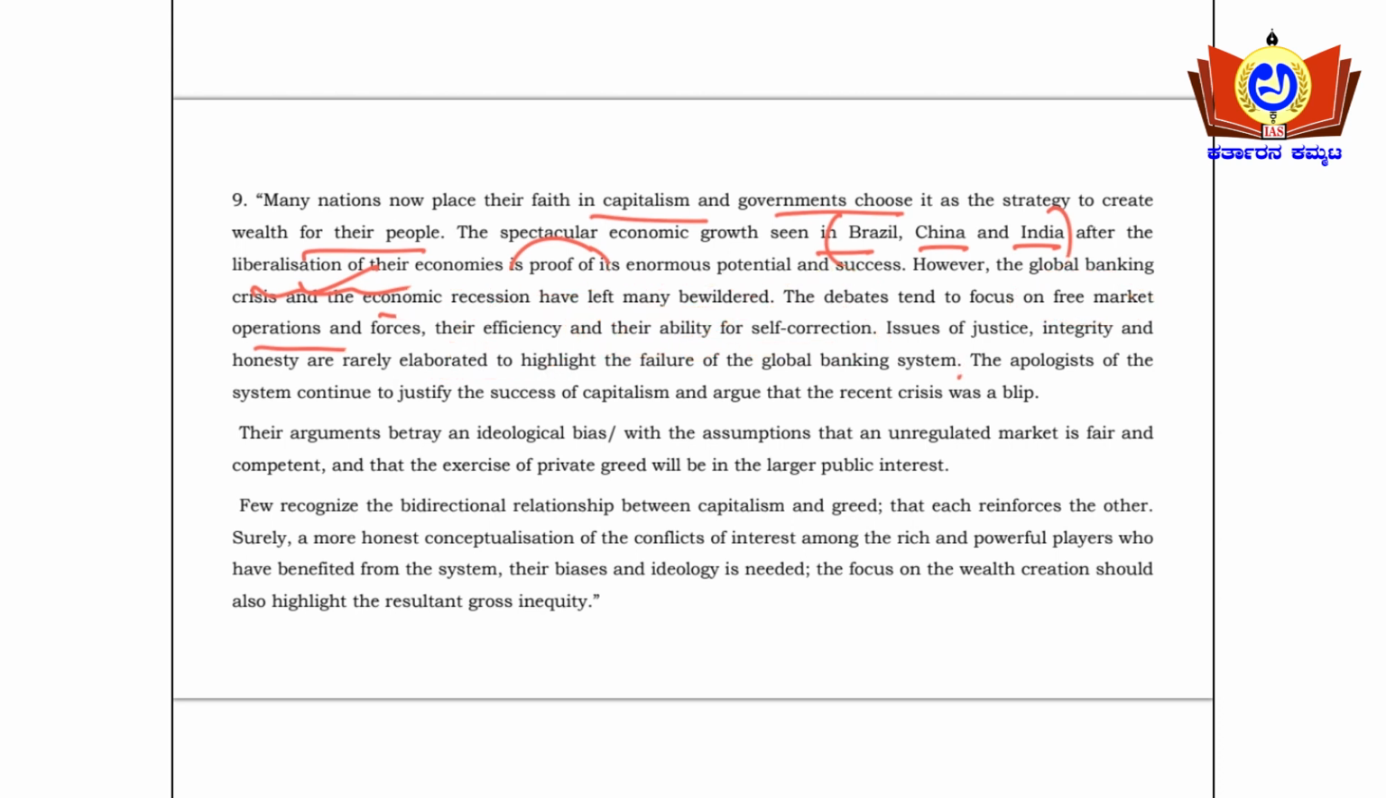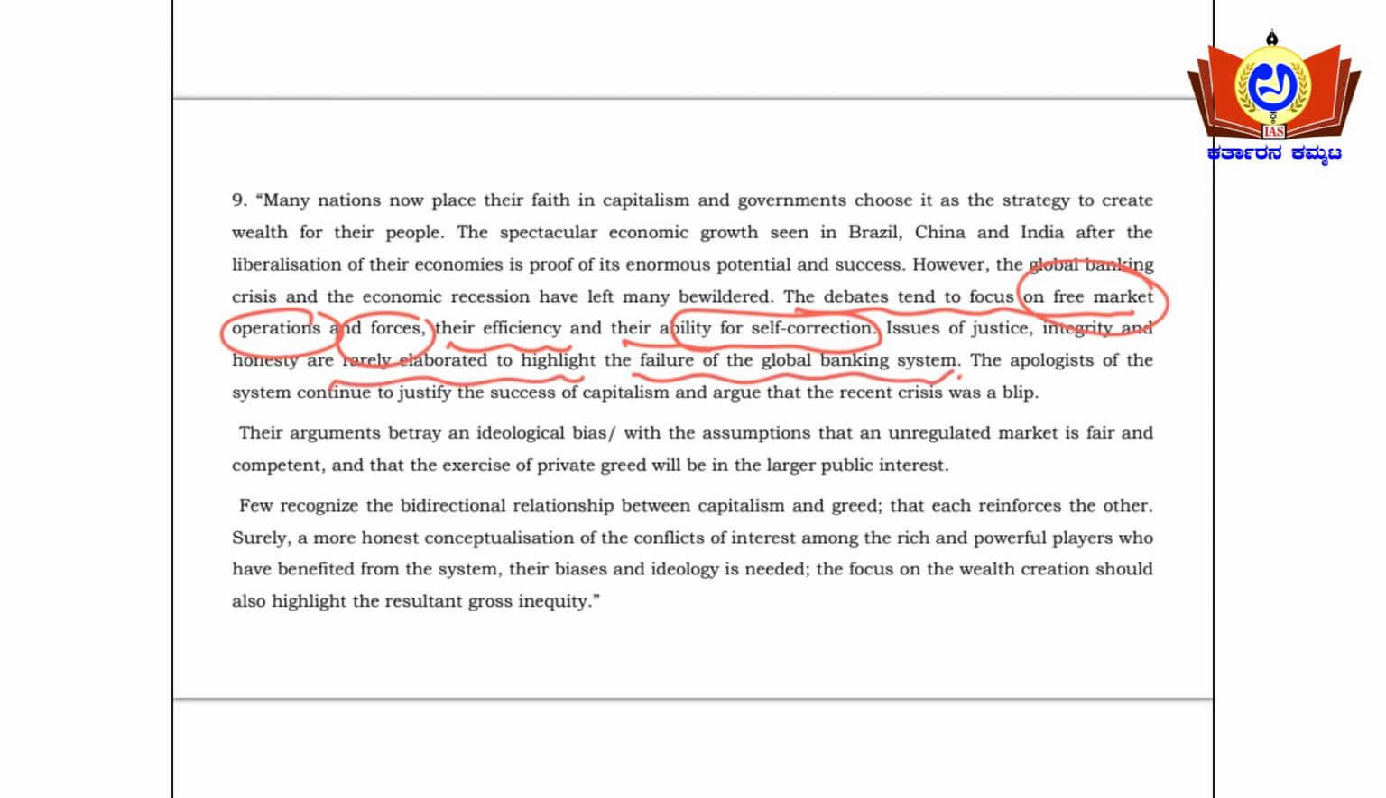See, the ability of self-correction, this actually comes after giving two or three contradicting statements, and the author is telling that the debates tend to focus on free market operations and forces, their efficiency and their ability of self-correction. Okay, so issues of justice, integrity and honesty are rarely elaborated to highlight the failure of the global banking system. So what are the causes of failure which are not highlighted? Issues of justice, integrity and honesty.